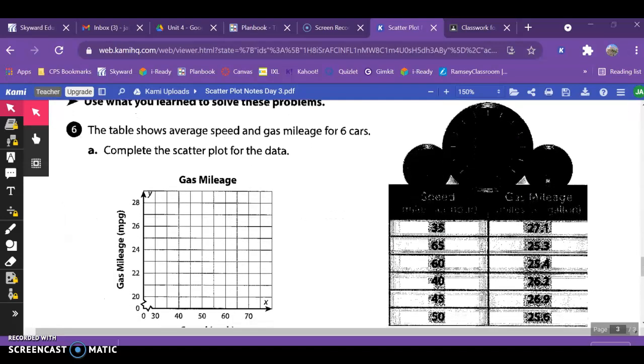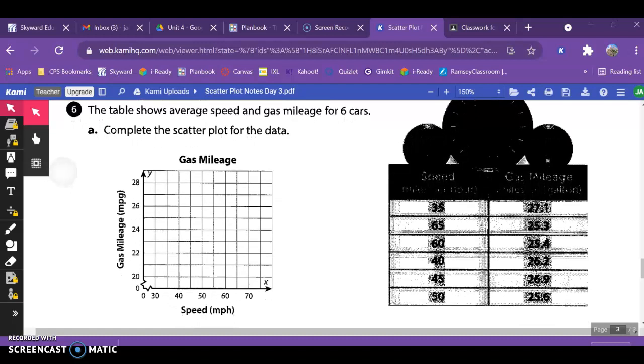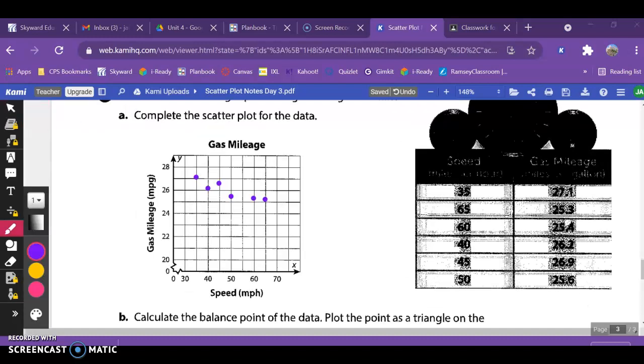All right, so this table shows the average speed and gas mileage for 6 different cars. We're going to have to complete the scatter plot. So I am going to pause the video. So there is our scatter plot based off of the data given to us in the chart off to the right.